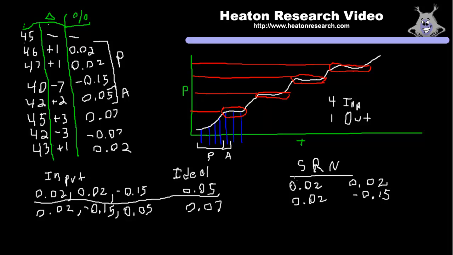Now notice the problem. You're telling the neural network, okay, for 0.02, give me 0.02. Except for when it's 0.02, give me negative 0.15. That would cause a problem for a feed-forward neural network. However, a simple recurrent network represents the context. So it knows, okay, if I've seen 2 of these in a row, then I should give something different. We'll see more about those in the future.